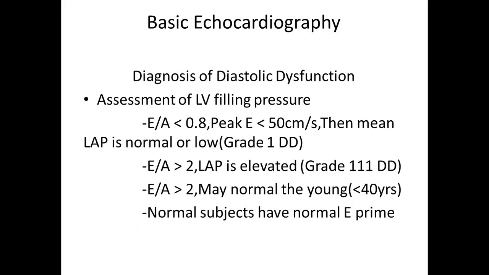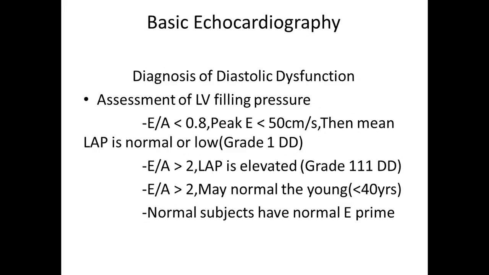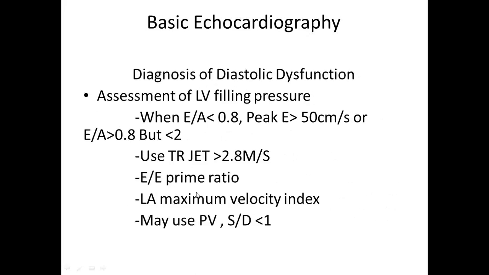But remember this scenario: a small E, a big A. If your E is less than 50 centimeters per second, you don't want to think left atrial pressure is elevated. It's normal, grade 1 diastolic dysfunction, and then restrictive physiology in a young individual with E to A greater than 2, remember that. So outside of that, you're going to apply what I'm going to tell you about now to determine the grade of the diastolic dysfunction.